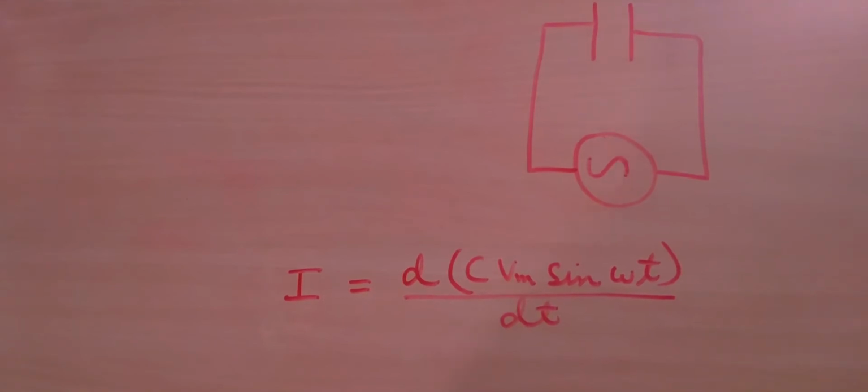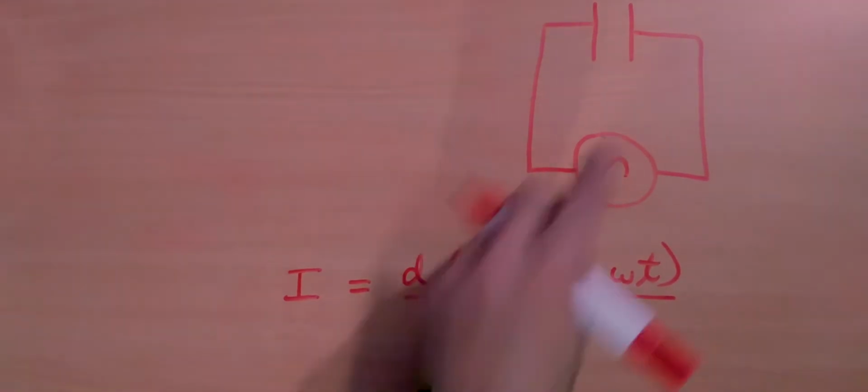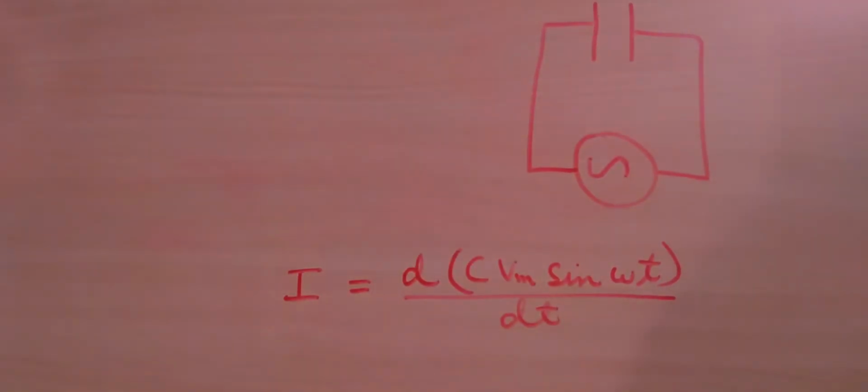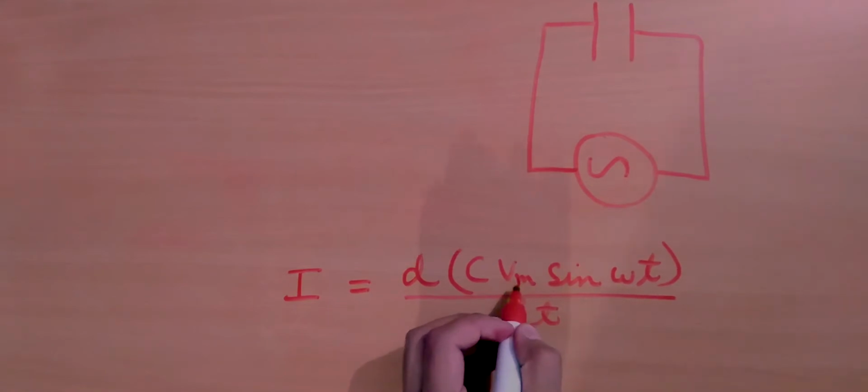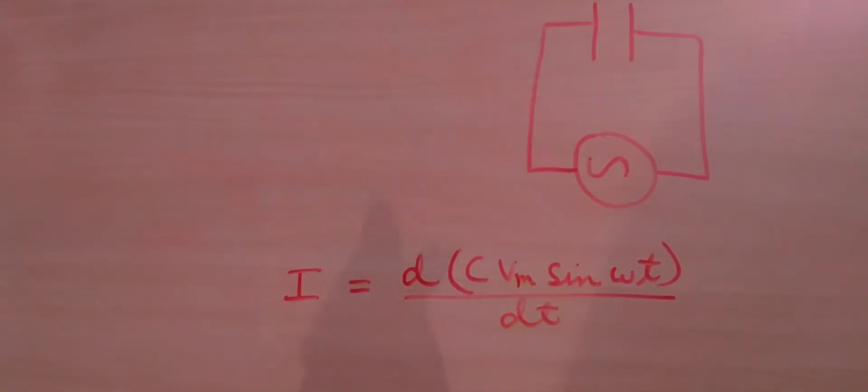So I have an expression for current that equals the rate of change of this whole thing with respect to time. Now I know the capacitance of this whole capacitor is constant. Also the peak voltage is a constant, so I can pull those two variables out because they're constant.